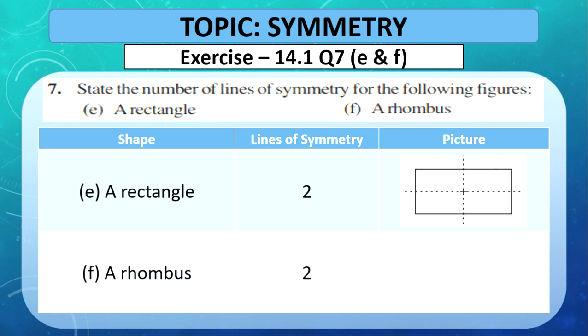Now let us see in the case of a rhombus. A rhombus has four equal sides. It is a parallelogram which has four equal sides. Now in the case of a rhombus, there are two lines of symmetry. It can be folded in two ways such that the parts will coincide with each other.